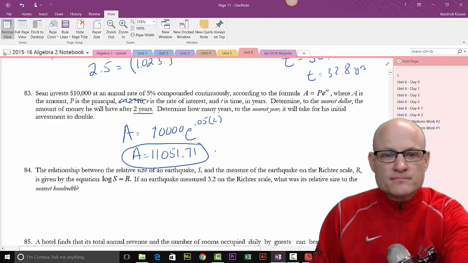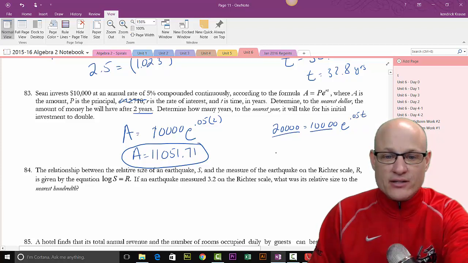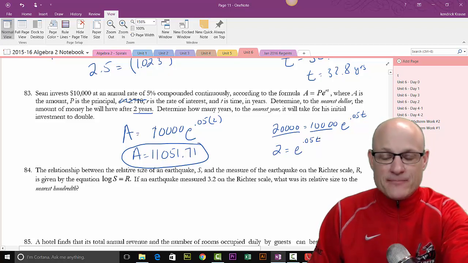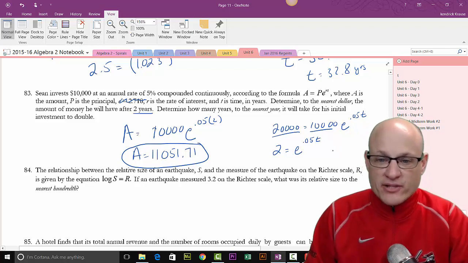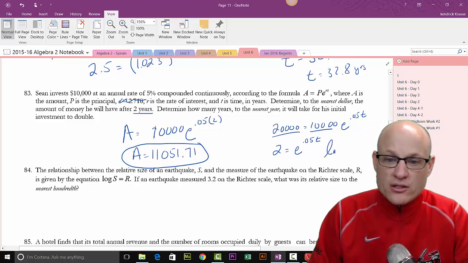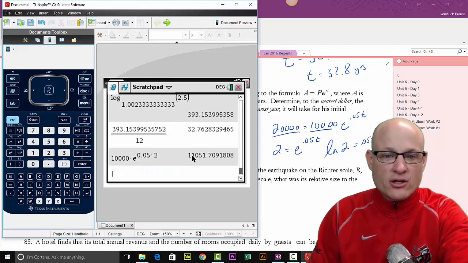Round the money. How many years would it take the initial investment to double? So we want $20,000 is equal to $10,000 times e to the 0.05 times t. So we're going to divide, so I get 2 equals e to the 0.05t. It's all about the base, but in this case we're going to use natural log, of 2 is equal to 0.05t. So we do the natural log of 2.